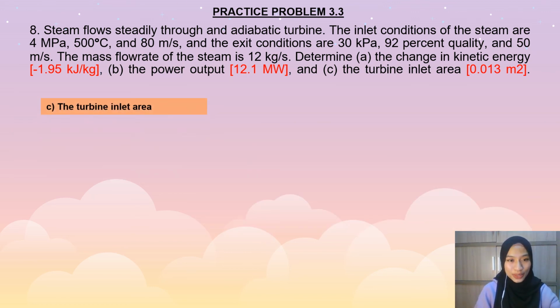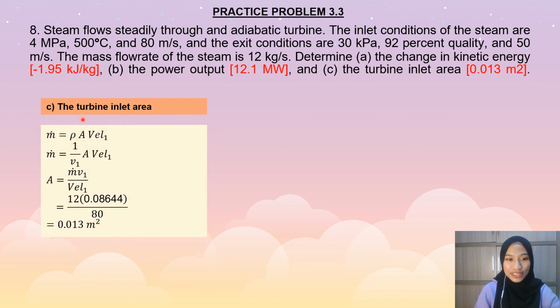Next, for the last question, we need to find the turbine inlet area. To find the turbine inlet area, we can use the formula m dot equal to rho A V. Rho is density, A is area, V is velocity. For this question, we don't have any value of density, but we know that density is equal to 1 over specific volume. So we can replace the density with 1 over specific volume and simplify the equation. After that, we substitute the data into this equation and we got the answer is 0.013 meter square.